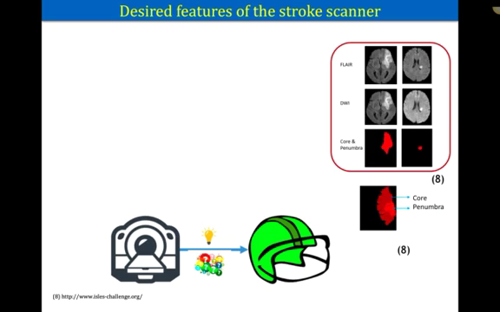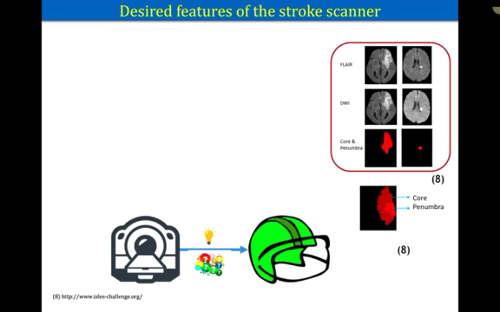Well, then, what we need is, in our opinion, a helmet like scanner, which can produce images that you see on the right hand top corner, which has a clean labeled core, penumbra, and probably normal tissue that you can look at with flare and diffusion images.